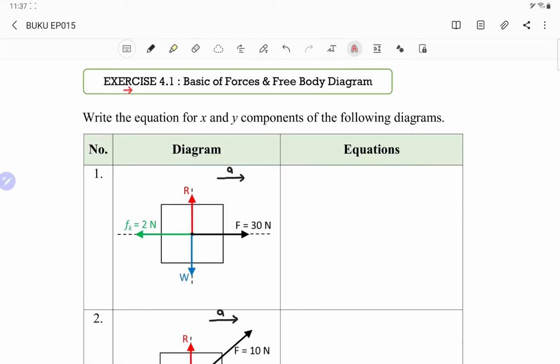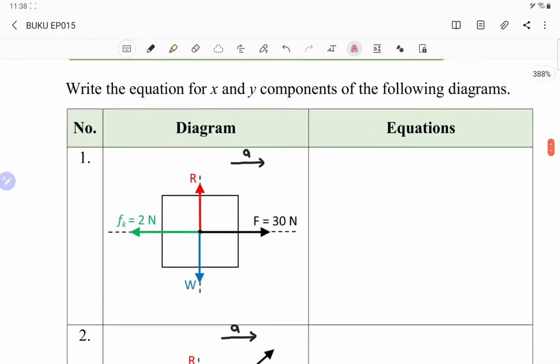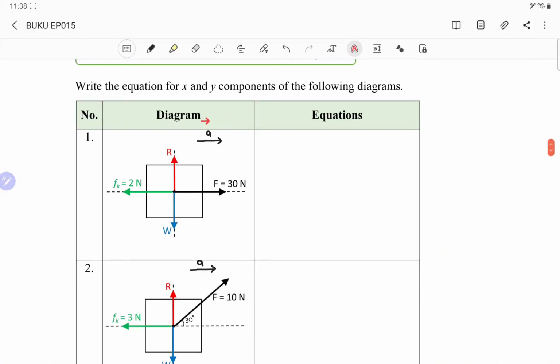Okay, let's look at exercise 4.1, basic of forces and free body diagram. But before we start our discussion, I would like you to make a correction. Untuk setiap soalan ni, tambah acceleration ke kanan.